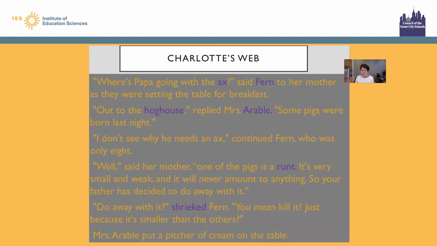Here's about grade 2, 3. We keep at that rate of rare words, but here you're seeing some of these words are more unusual. A word like runt or hog house, which for most kids at this point in history isn't going to be very familiar.